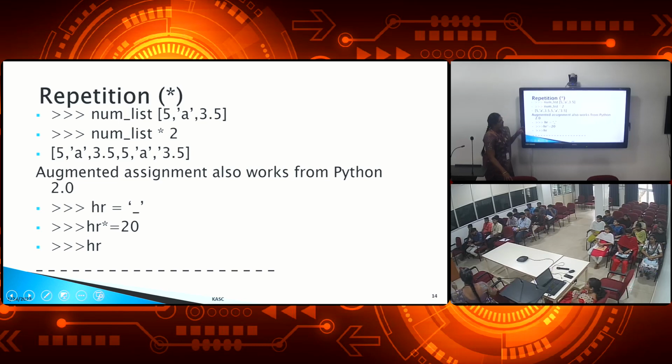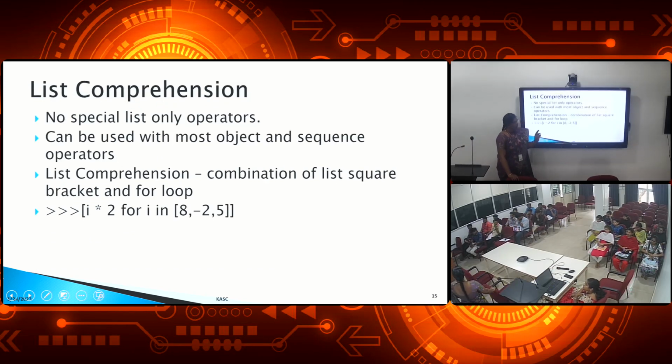Augmented assignment also works in Python. This is the Python 2 version. Do you know how many versions are available in Python? The latest version, do you know what it is? Python 3. So what is here? HR is equal to some hyphen, then you repeat it 20 times. So automatically it will repeat 20 times.